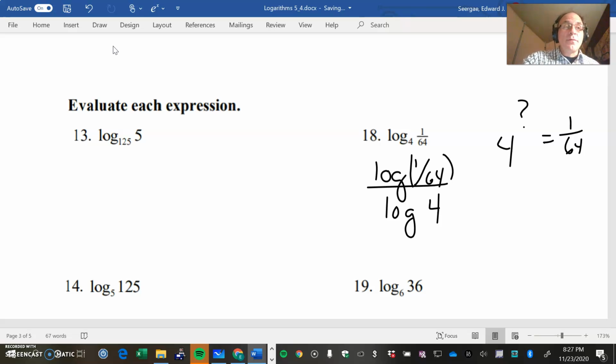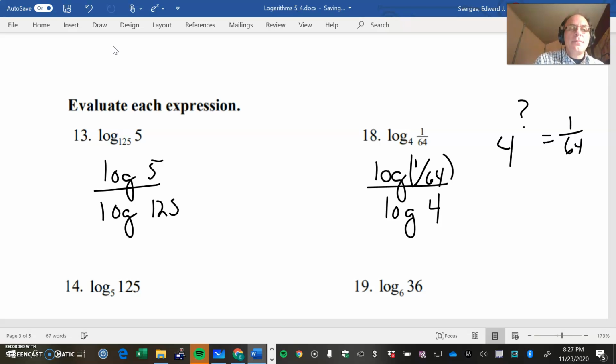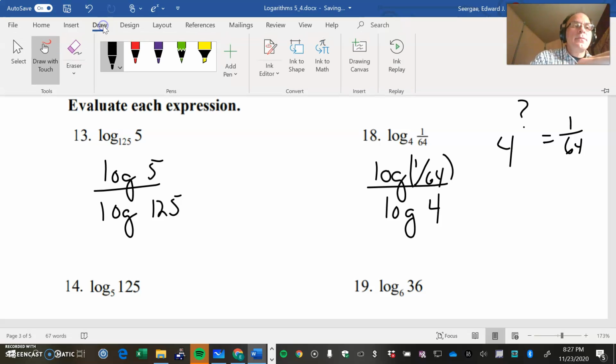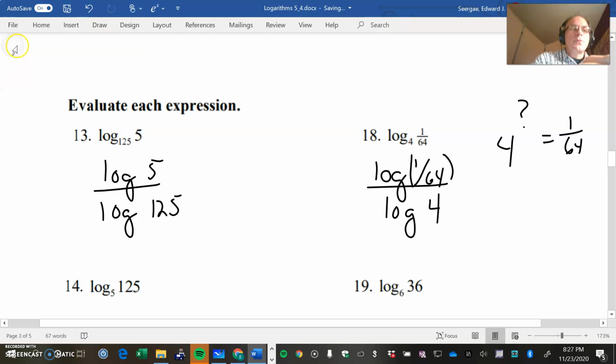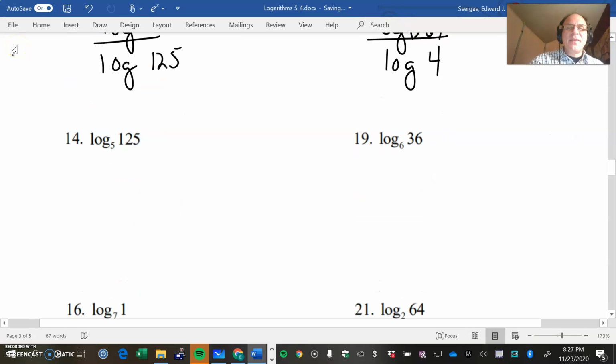And we can do that for all of them. This would be log 5 over log 125. Well, I think we just did that one. I don't know why we're doing it again. It's all right. It's all good. We can do it as many times as we want. Okay?